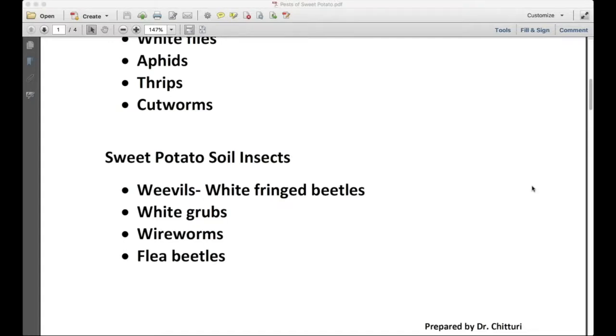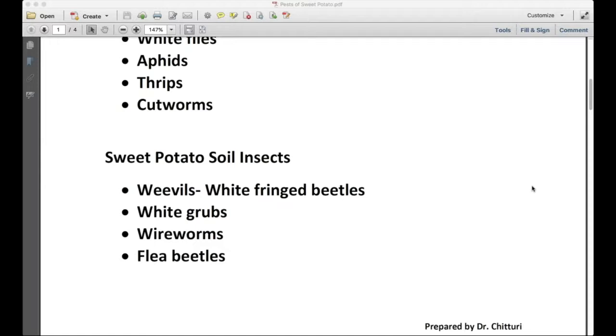I wanted to know about mole crickets. We have a lot of mole crickets on our farm, and we have refrained from growing sweet potatoes because of that. But is that not a big problem?